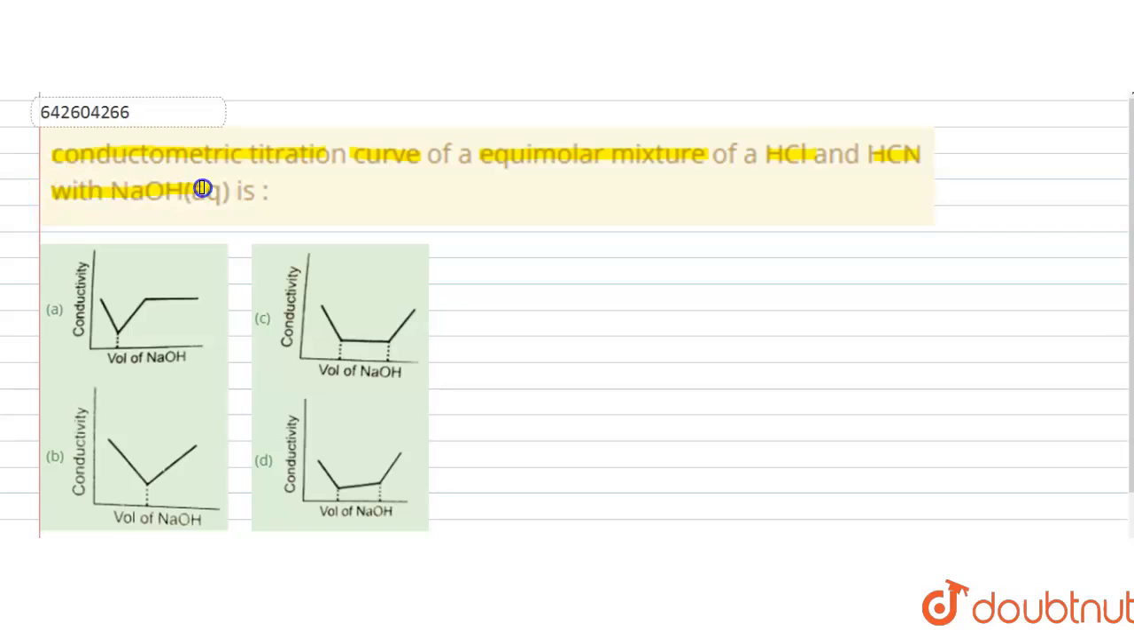Hello students, the question is: the conductometric titration curve of an equimolar mixture of HCl and HCN with aqueous NaOH is. So in this question, we have to find out the correct conductometric titration curve or graph for the equimolar mixture of HCl and HCN with aqueous NaOH.